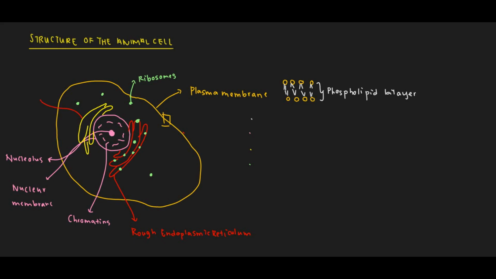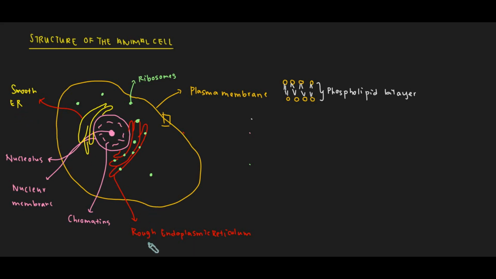And this one is the smooth endoplasmic reticulum. The main function of the smooth endoplasmic reticulum is for lipid synthesis and also the detoxification of drugs. Mainly we find smooth endoplasmic reticulum largely in the liver, because the main function of the liver is to detoxify drugs and for lipid synthesis.